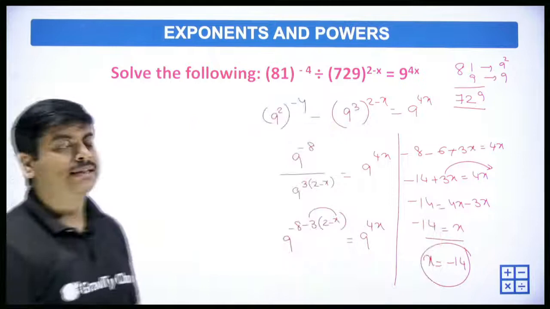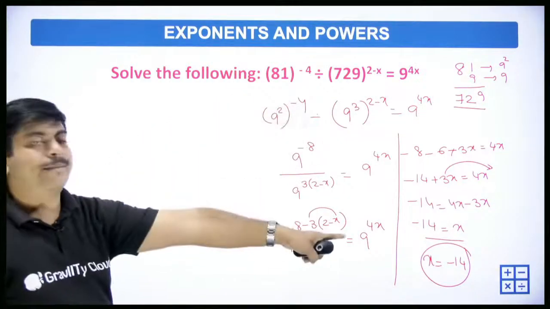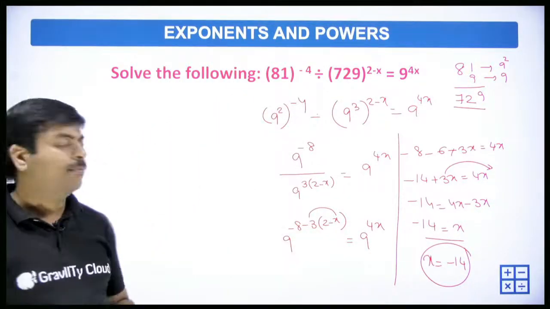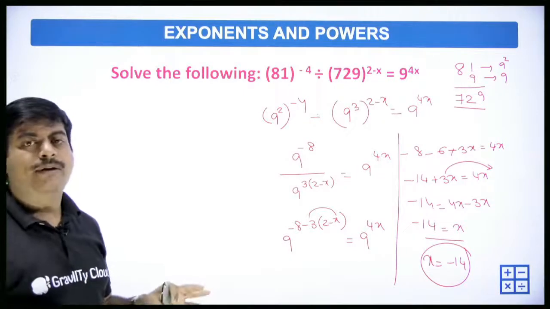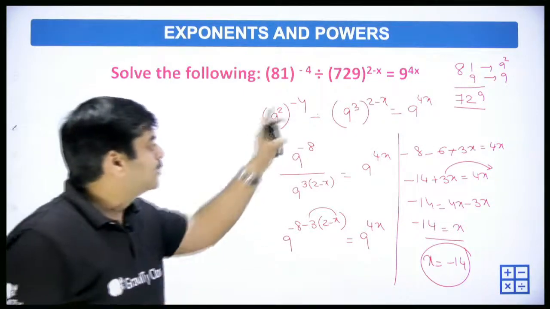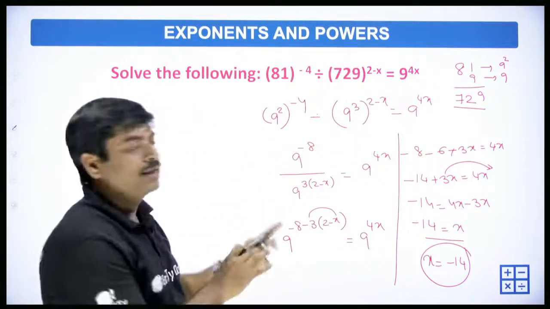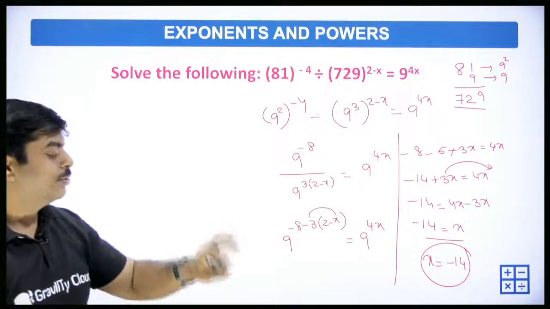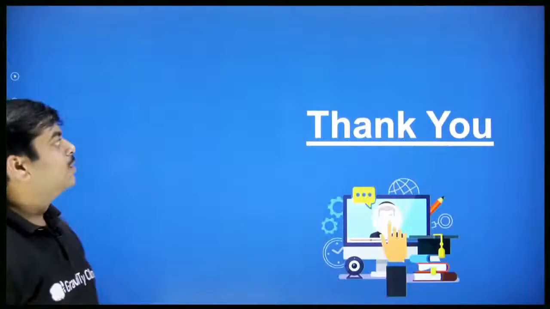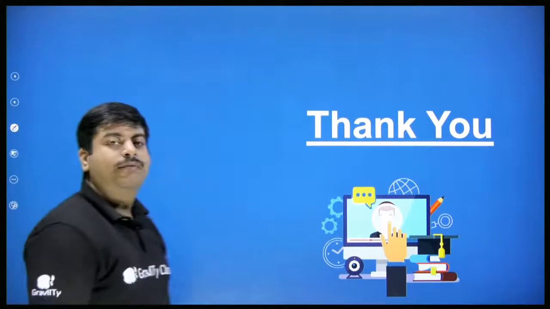So what is the value of x that satisfies this equation? That is minus 14. There may be some calculation mistakes that might have appeared sometimes, so please try to see if there is any mistake and please try to rectify them. Right. So I think all these questions are very clear to you.